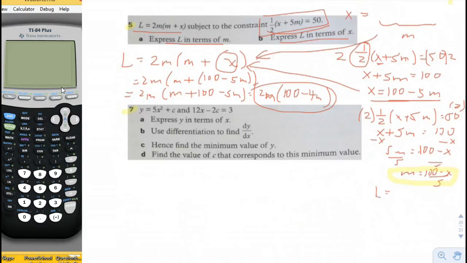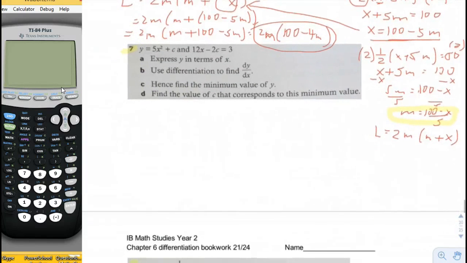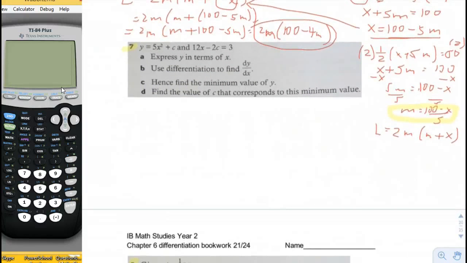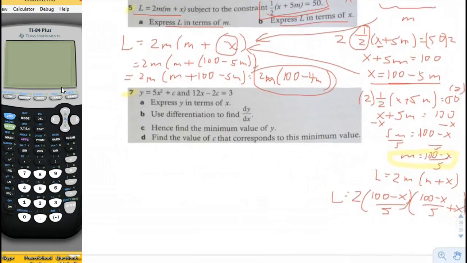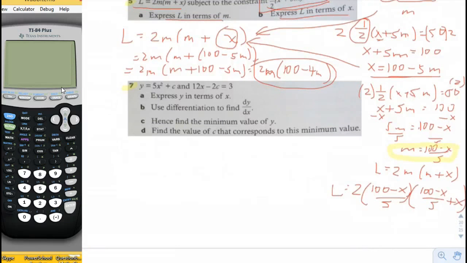Let's see, L equals 2m times (m plus x). So the m here, (100 minus x) divided by 5, we're going to put it in two places. We're going to put it here, (100 minus x) divided by 5. And we're also going to put it here, (100 minus x) divided by 5 plus x. Okay, and then we're done. And that's all they asked us to do. We could simplify it, but not necessary.